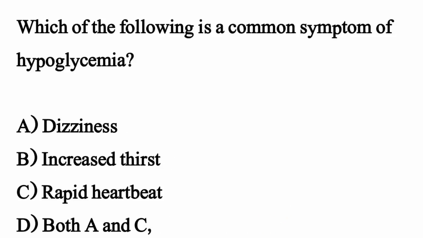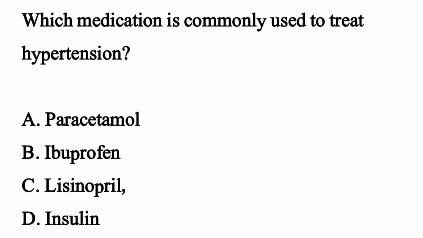Which of the following is a common symptom of hypoglycemia? The correct option is option D, both A and C. Which medication is commonly used to treat hypertension? The correct option is option C, lisinopril.